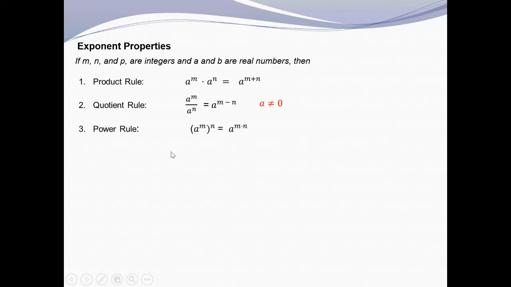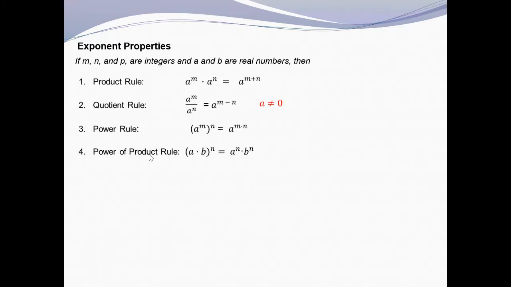Number 3 is called the power rule. If you have a base, like base a raised to a power, and then raised to another power, we multiply the powers. And I'll be showing you examples of each of these rules, I believe, in the next slide.